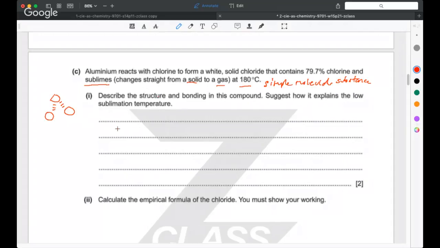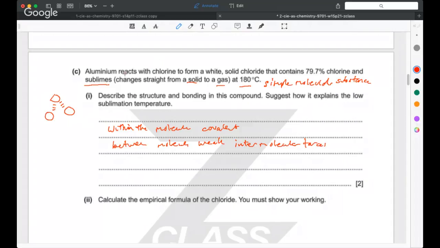So you've got to describe the structure and bonding in this compound here. You're going to say within the molecule there are covalent bonds, and between molecules there are weak intermolecular forces. Now you should know there's three different types of these weak intermolecular forces. There's London forces, they're sometimes called dispersion forces. There's dipole-dipole attraction, and there's hydrogen bonding.